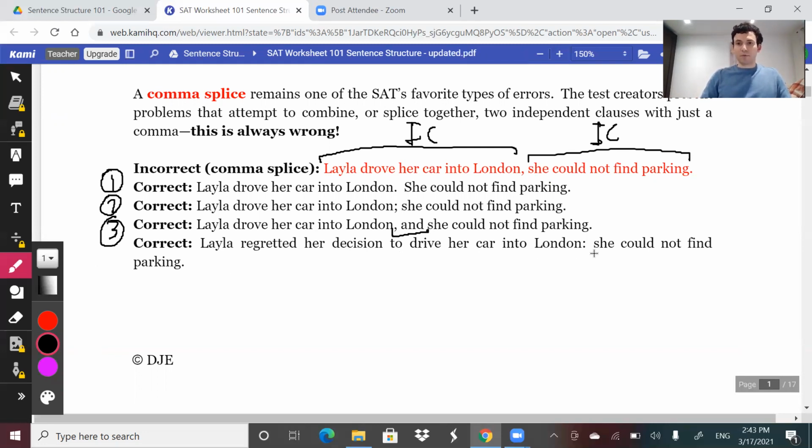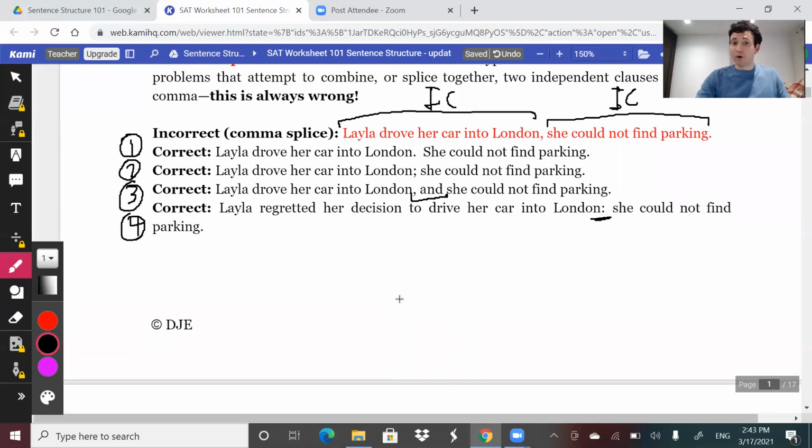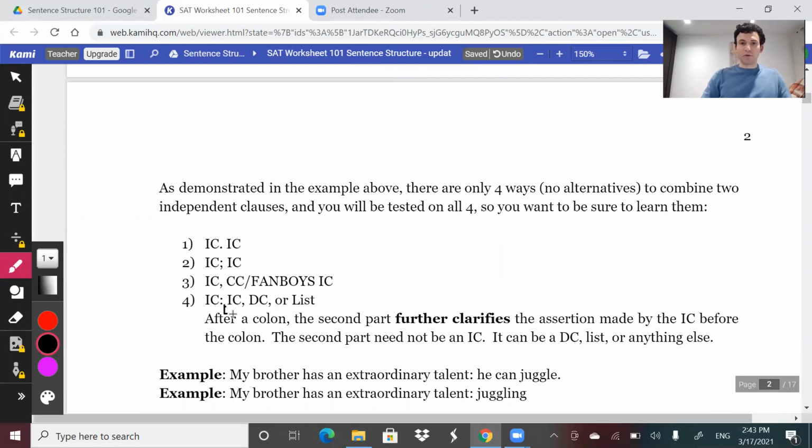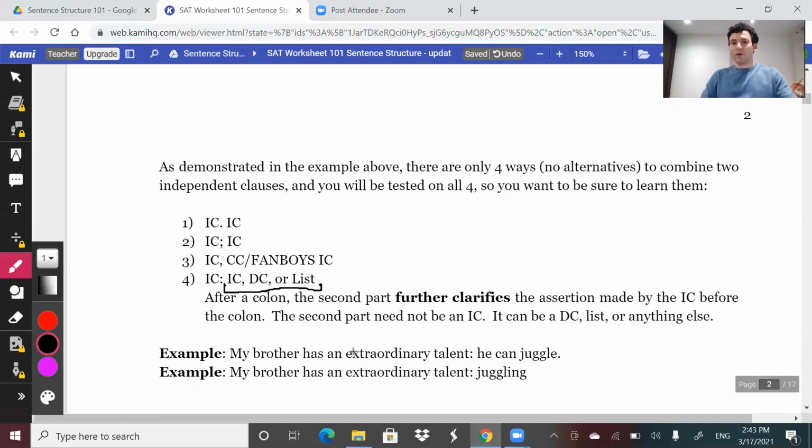Anyway, the last thing you could do is you could put a colon here. A colon is very unique in that a colon does not need to be followed by an independent clause. You need to have an independent clause out in front of the colon, but you don't need to follow the colon with an independent clause. You could do a list, 1 word, a bunch of different things work with a colon. My brother has an extraordinary talent, independent clause. He can juggle, independent clause. So you can use 2 independent clauses with a colon, but you could also just follow with 1 word. You always have to have an independent clause out front. These other 3, though, you have to have an independent clause on both sides.